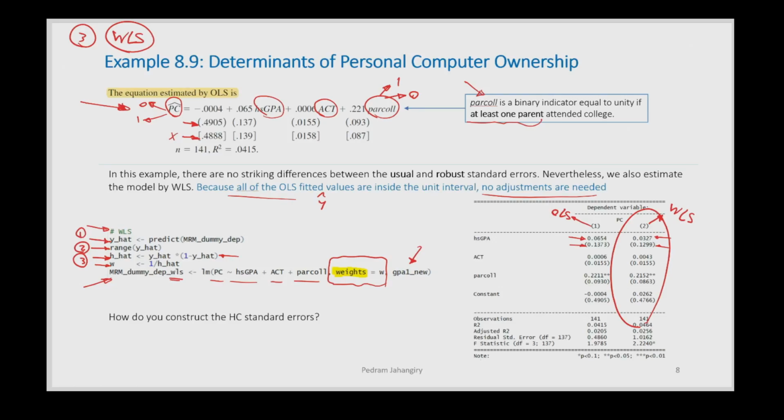We are using a linear probability model. The dependent variable is 0, 1. So there is no way that this model is going to be homoscedastic. So for that reason, we have to go ahead and use weighted least squares.